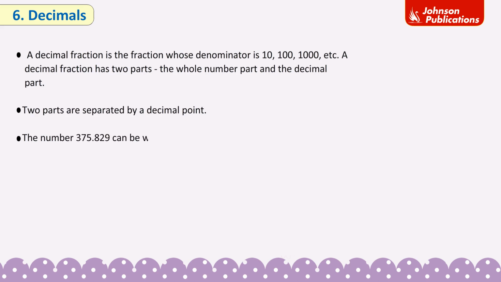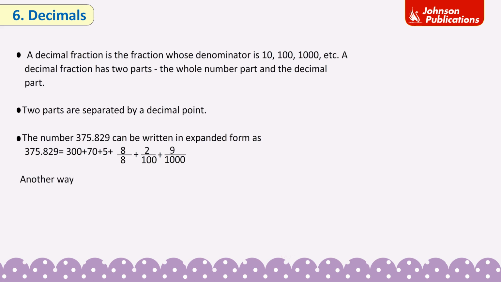375.829 can be written in expanded form as 375.829 is equal to 300 plus 70 plus 5 plus 8 by 10 plus 2 by 100 plus 9 by 1000.